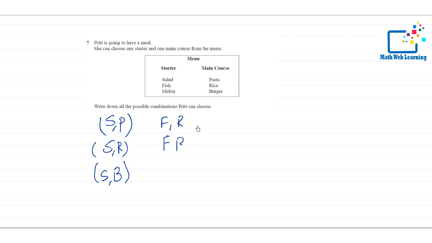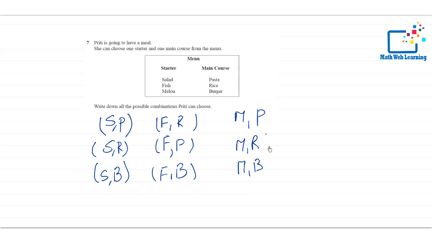I'm going up to pasta now. Doesn't matter which order you put them. Or fish with burger. You don't have to put them in brackets. And the last item is melon, M with pasta, or M with rice, or M with burger, like so. So she got 9 different combinations. Next question is question 8.